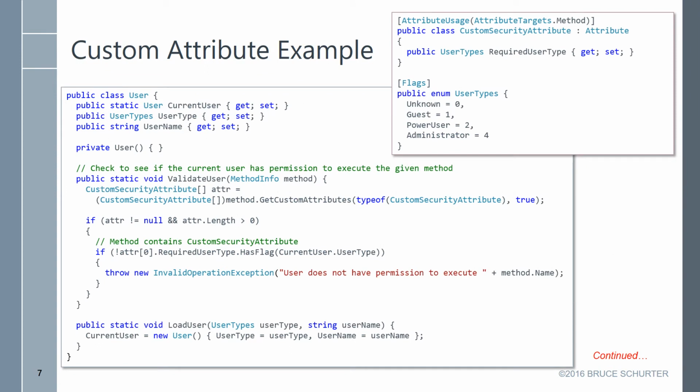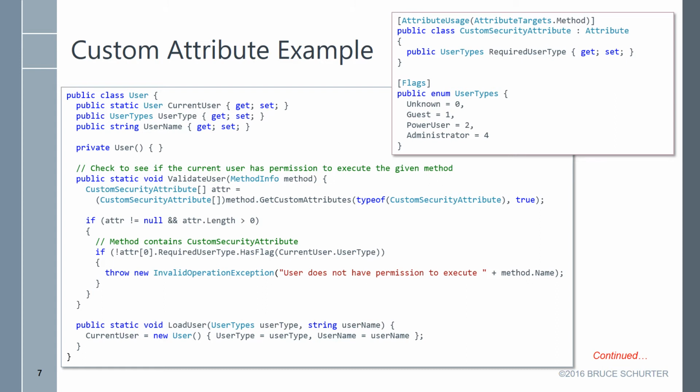This example demonstrates custom attributes on two different slides. The first slide has a couple of definitions: one for a user types enum, and then a user class, and then a custom security attribute class. Let's take a look at the user types enum first.